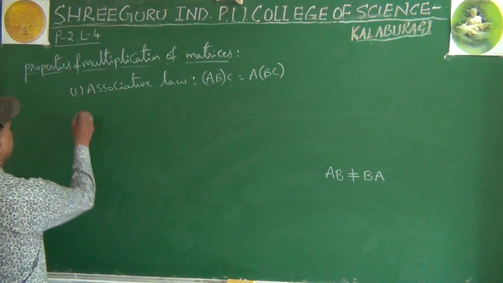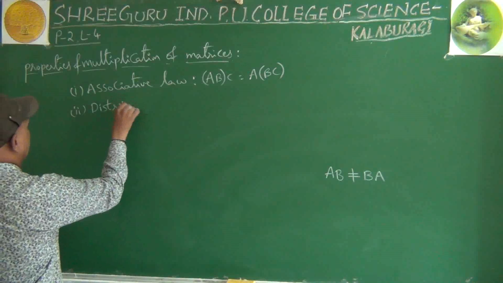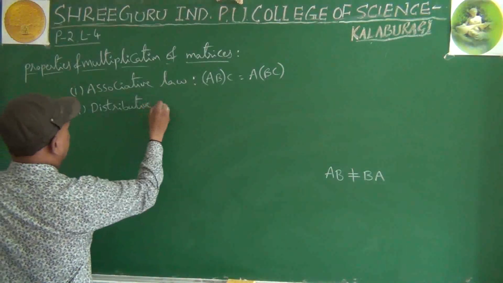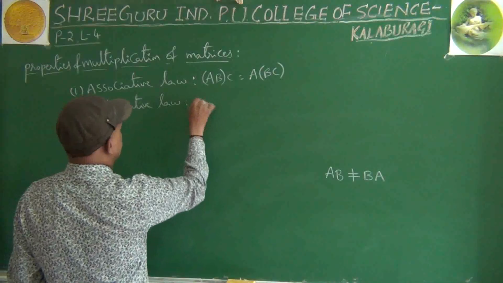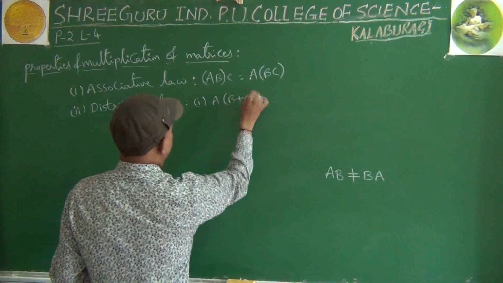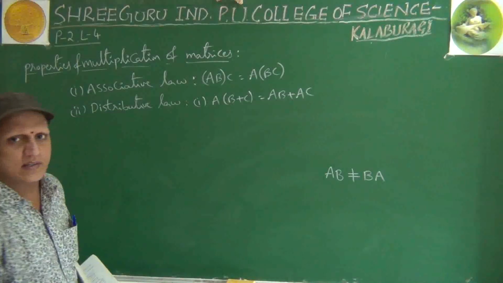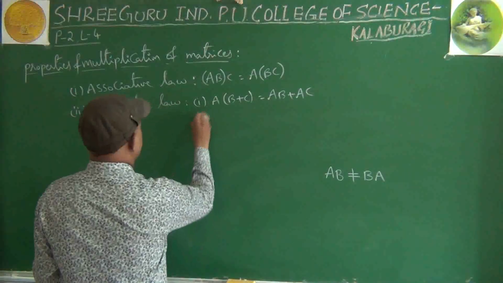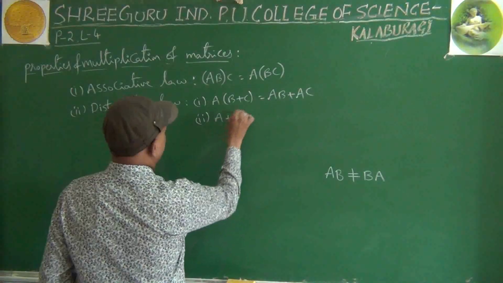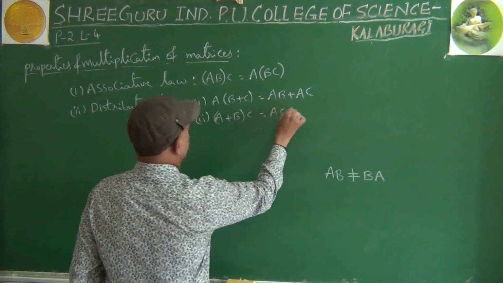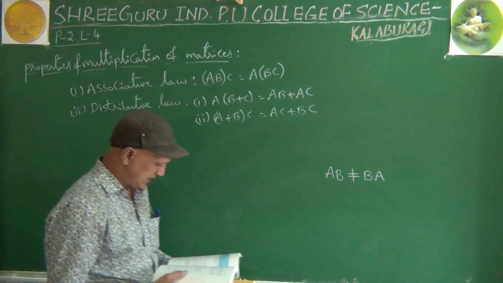Next, the distributive law, the second one. Distributive law. First one: A into B plus C equals AB plus AC. That is one property, one law. The second property is A plus B into C equals AC plus BC. A plus B into C equals AC plus BC. Right?